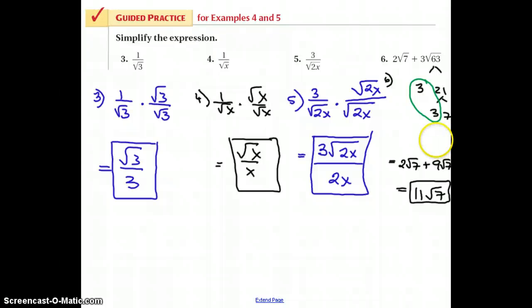In case you're wondering where the 9 came from, it came from this 3 from the outside of radical 63, and it had a second 3 that came out of the radical, so we had a 3 from before and another 3. So that's where the 9 came from, 3 times 3. And because both of these were radical 7, I was able to combine them together and get 11 square root of 7.